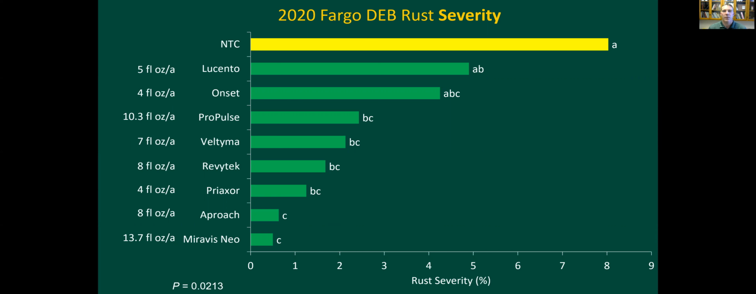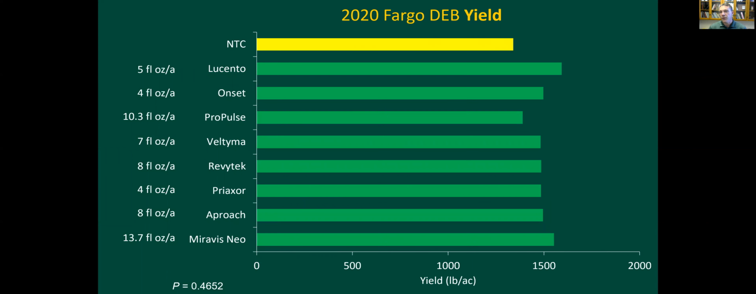So this is a trial we had in 2020 where we had some rust. We didn't have a ton of severity. You can see the scale here goes from 0 to 10%, but it's enough pressure to separate out some of the chemicals. So how you read this is the bigger the bar, more disease. So the yellow is the non-treated control. It's the biggest bar, it had the most disease. All of these products helped to some degree or another. We had no statistical separation in yield, but you can see numerically every product sprayed there was a higher yield than the non-treated control.